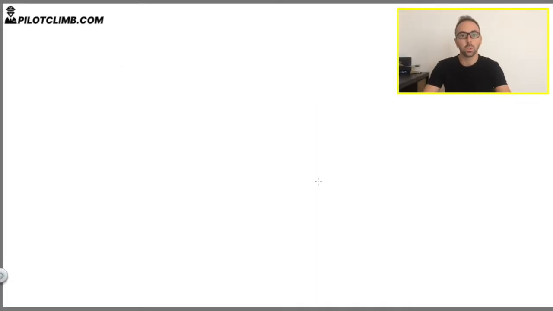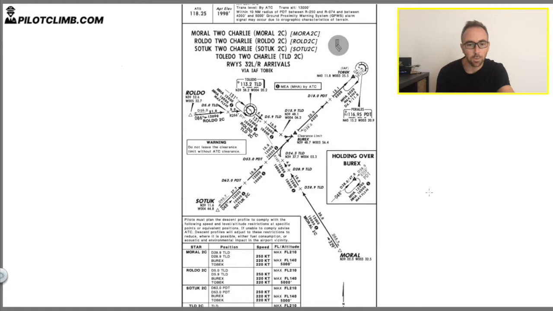The next thing that I want to show you is where these holding patterns are located in the arrival chart or in the approach chart, and how to read them. So without further ado, let's jump into it. This is a chart of the Madrid airport, okay? It's a Jeppesen chart. It is most probably out of date because it's quite old, but that doesn't really matter since we are talking about the holdings, and the holdings are always the same.